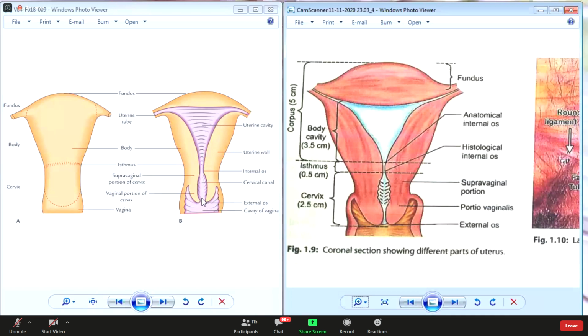You will tell that the cervix has got an internal os, cervical canal, which is continuous with the cavity of the uterine tube.